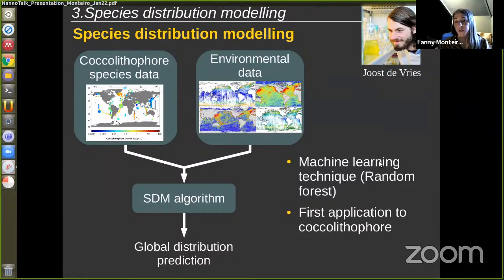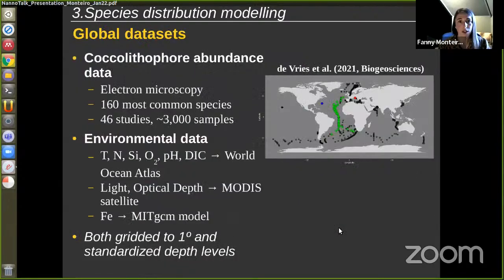The method we use is a machine learning technique called random forests. It's very powerful. It allows for non-linear relationships between the environment and the biomass, and really minimizes the error between the model and the data. And as I said, this is the first time we've done such a thing for coccolithophores, so it's a very promising tool.